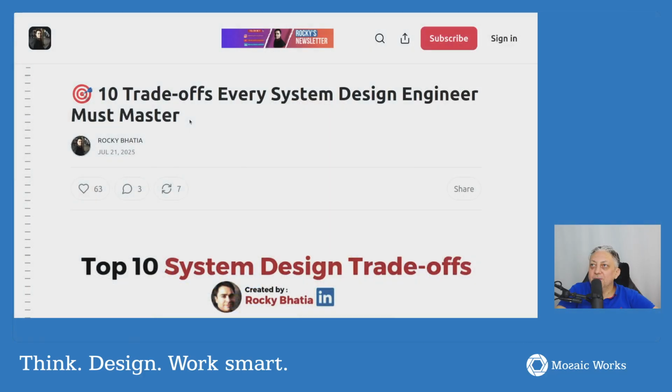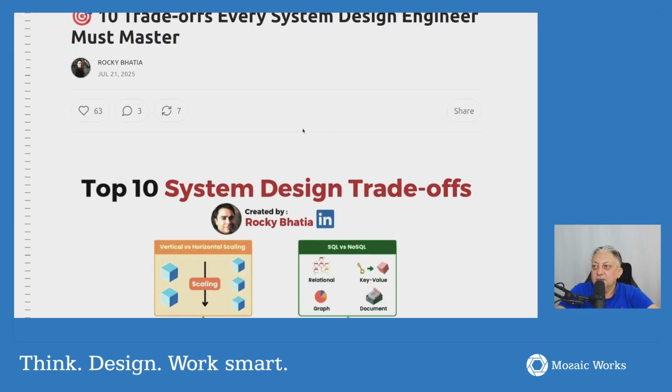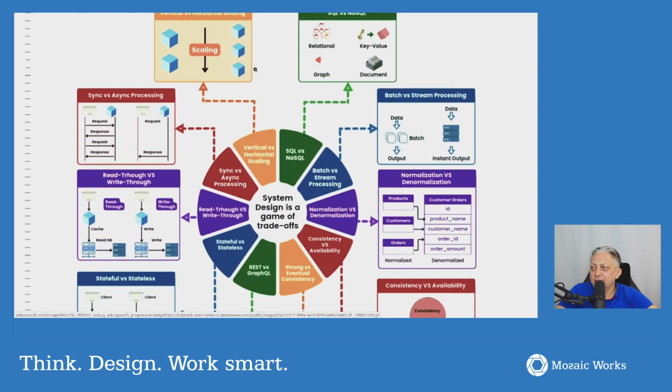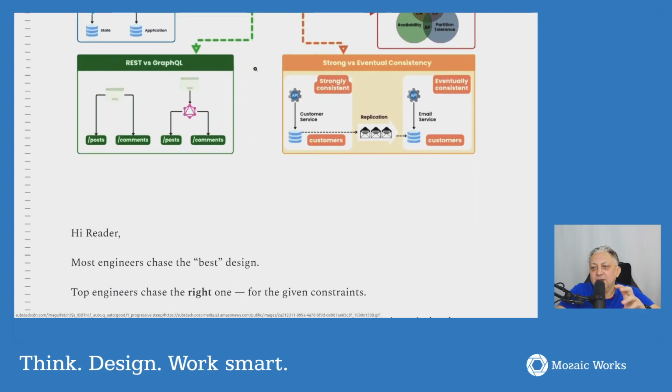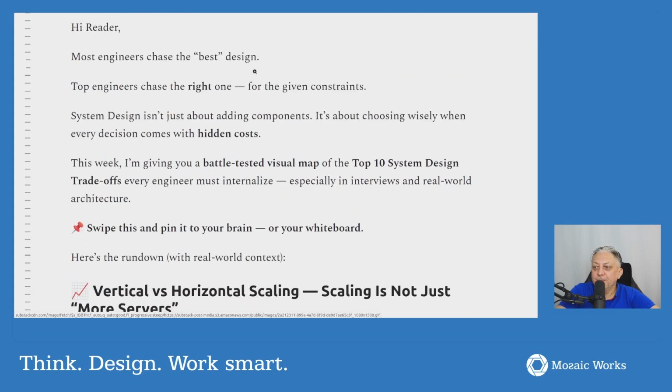And we'll talk about trade-offs with this article published on July 21st, 2025. 10 trade-offs every system design engineer must master. Created by Rocky Bhatia. I hope I'm pronouncing the name correctly. And he also has some nice diagrams, but you can see the link in the description if you want to read this article by yourself.